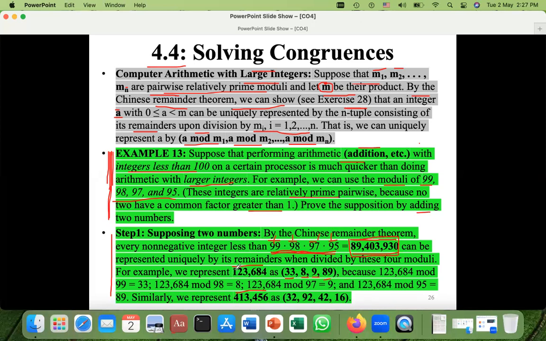So this is the way you can represent your large integer in the form of a tuple which consists of remainders. You have done this for this large integer. Similarly, you can do the same thing for the other number by using these moduli, and you have this second tuple for your second number. So this is step one. Now you have supposed two numbers.